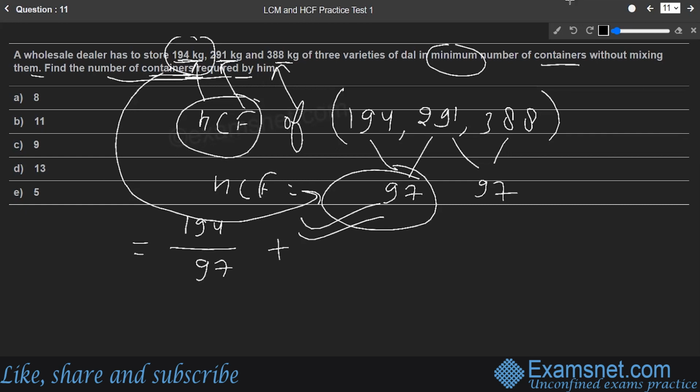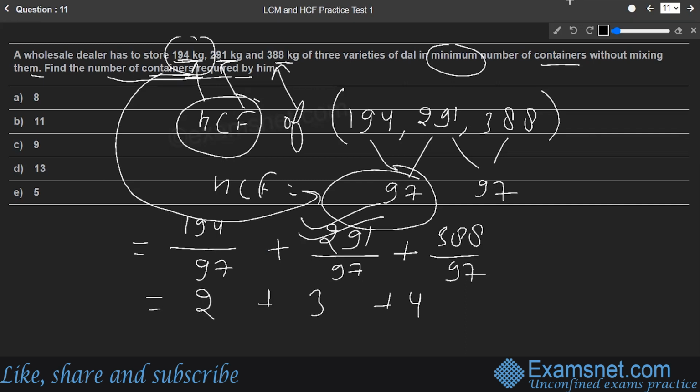Similarly, how many containers of 97 kg will be required to hold 291? That can be found by dividing 291 by 97. Similarly, for 388 it will be 388 divided by 97. If we find the quotients, this is 2, this is 3, and the last one is 4. If we add them together, 9 containers are required. They will be able to hold all these three weights properly. So the right answer is C, 9.